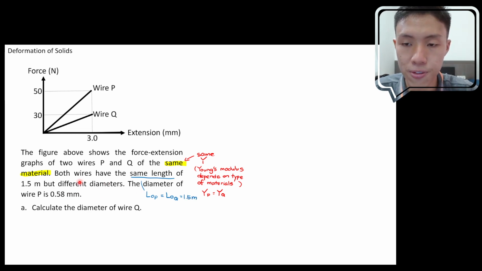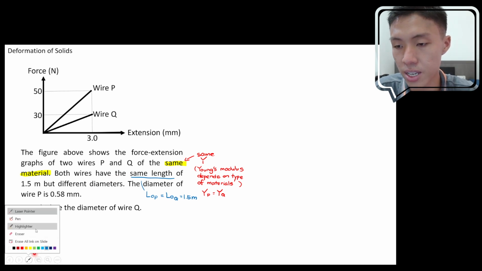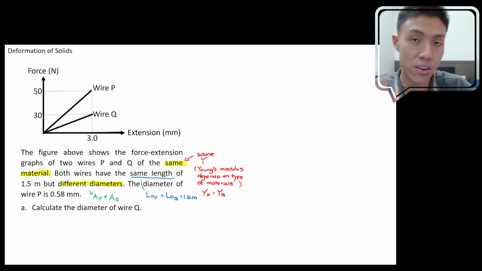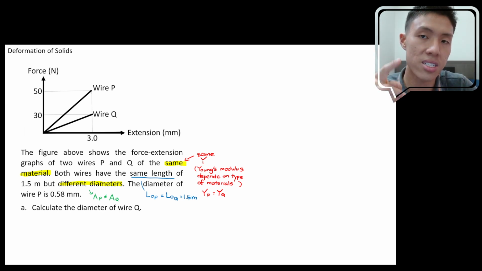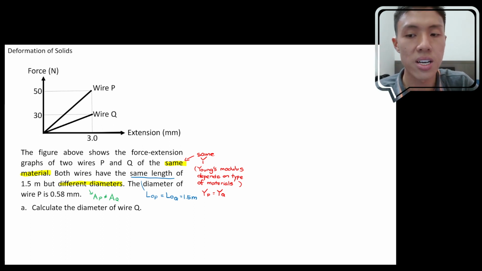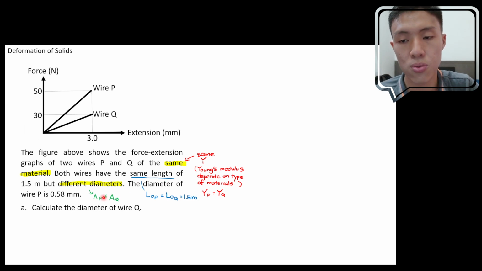Then they have different diameter. If you see the words different diameter, what does it imply? It implies that you have different cross-sectional area. So the cross-sectional area of P will not be the same as the cross-sectional area of Q, because the area is pi r square. R, the radius, is just half of diameter. So if they have different diameter, they have different radius. If they have different radius, they have different cross-sectional area. So these two wires P and Q are not supposed to have the same cross-sectional area.